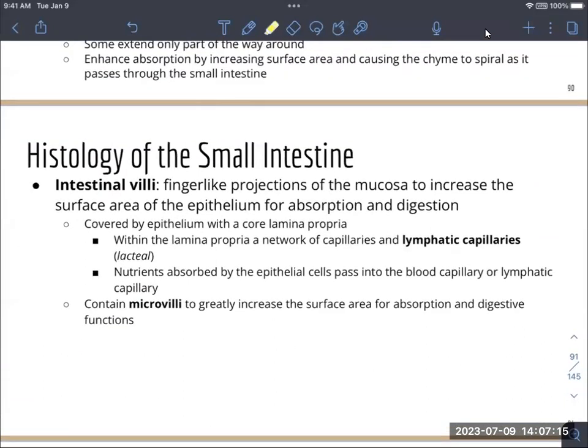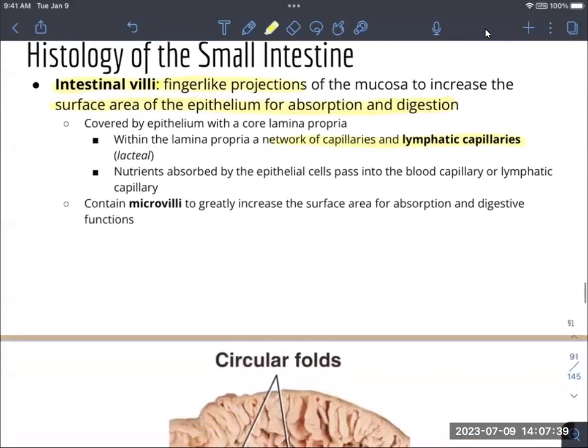So we have these intestinal villi, which are projections. Again, it is increasing the surface area for absorption and digestion. We have capillaries, blood capillaries, and lymphatic capillaries. These blood capillaries and lymphatic capillaries are absorbing these different nutrients that are being taken up in our small intestine.